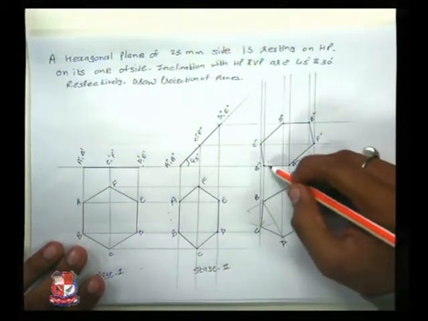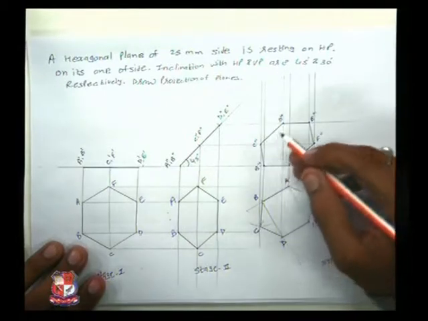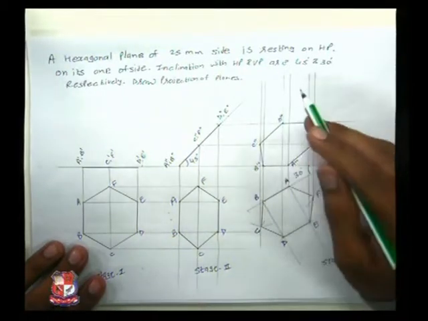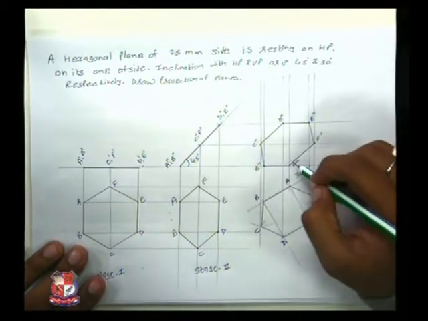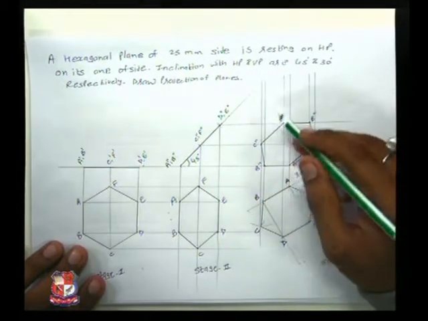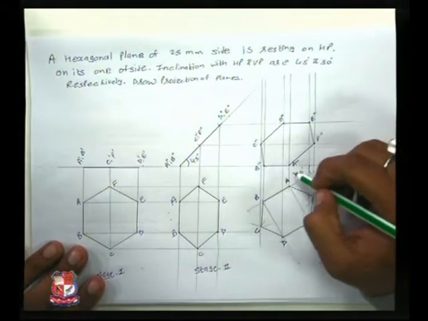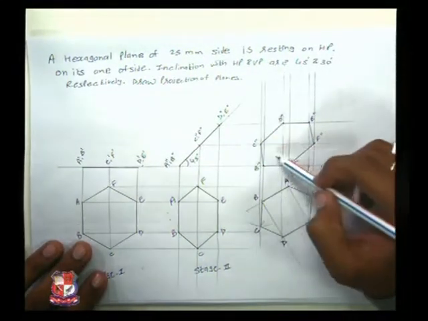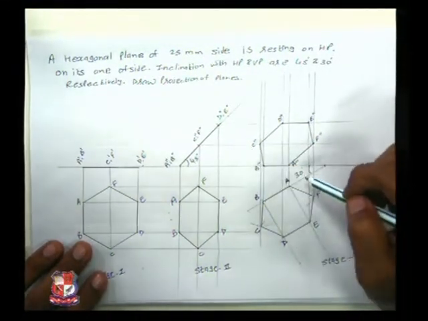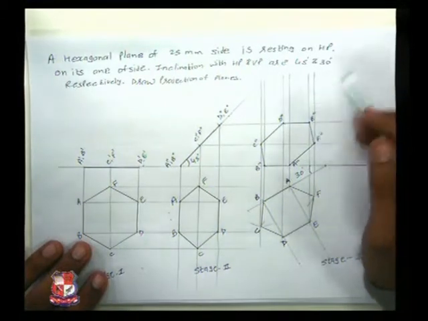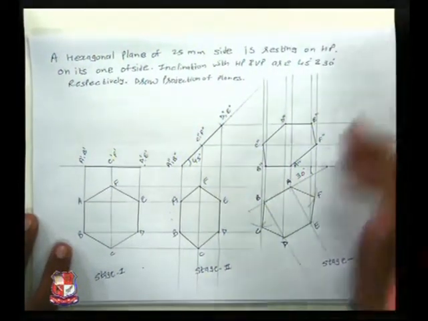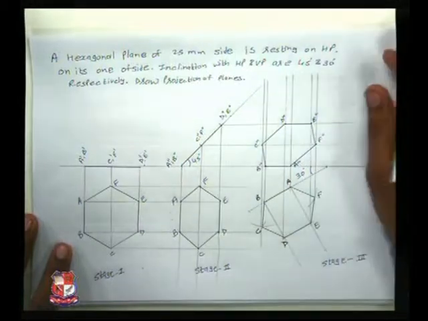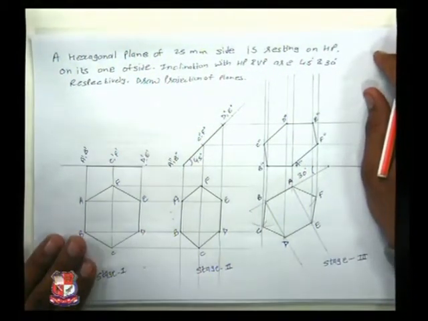You can clearly see that the AB line is on the XY line, which means that the AB line is resting on the HP. Now this clearly shows that this hexagonal plane is 45 degrees inclined to HP and 30 degrees inclined to VP. So this is how you can draw projections of a plane problem.